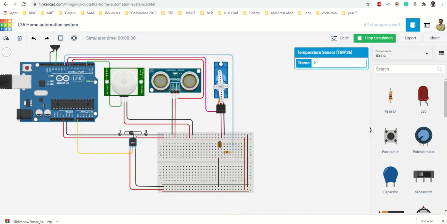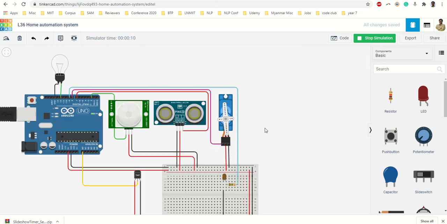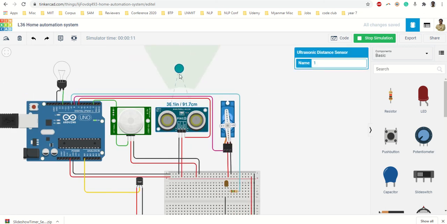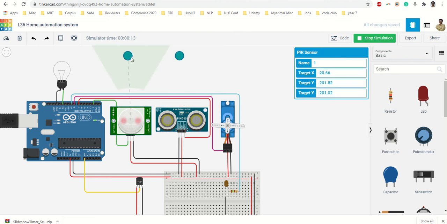Here is the temperature and I slowly increase it, and as we cross the threshold, the LED is on, and as soon as we come back to the lower temperature, the LED is off. And now if I am entering the room, this is also working. If there is a movement, right, so this is also working.